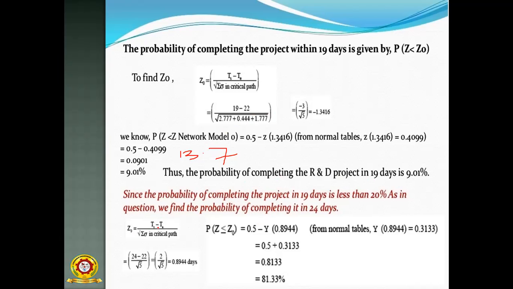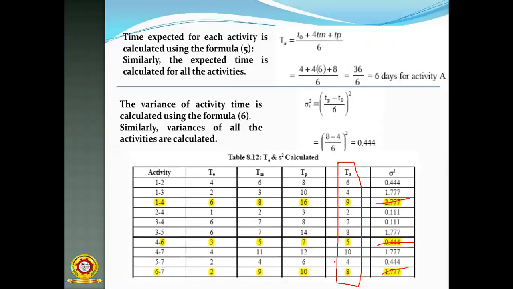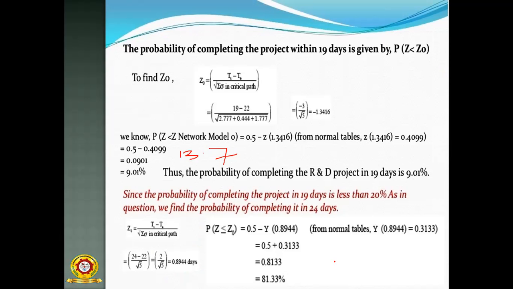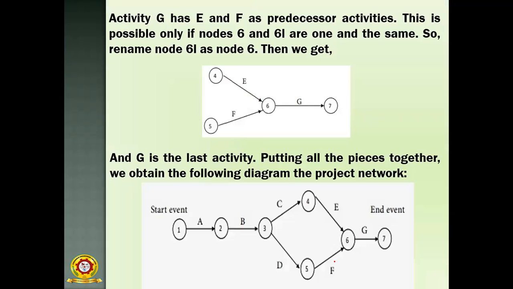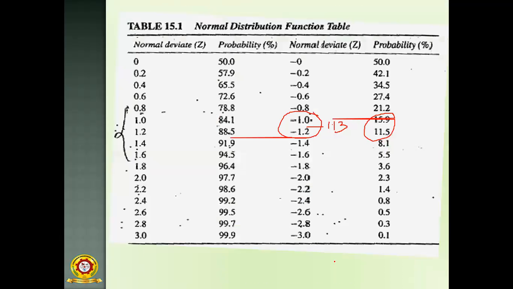Then again the same formula, (TS minus TE) by sigma, whole square. Sigma variance whole square 24, then the value is 24 minus 22 over root 5, equal to 2 by root 5. The value is 0.8944 days. So the value lies between 0 and 1, so then again going to the table. Because the value is less than 1, you have to see the first one.